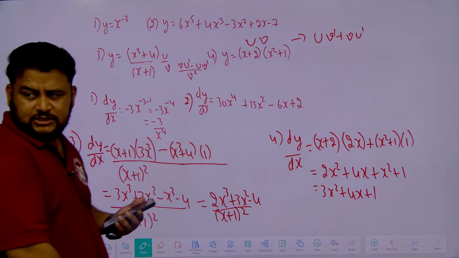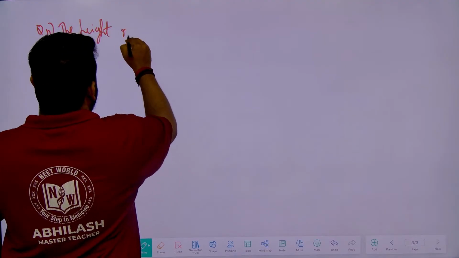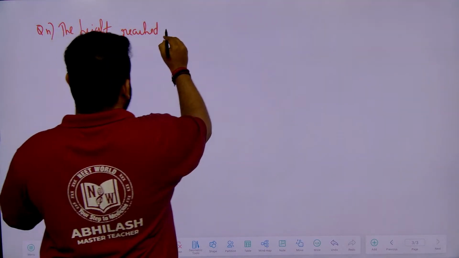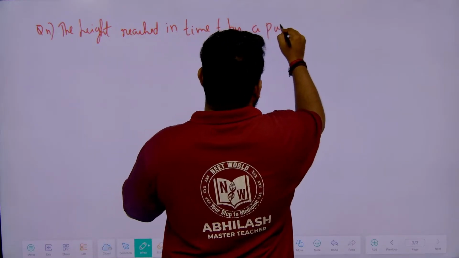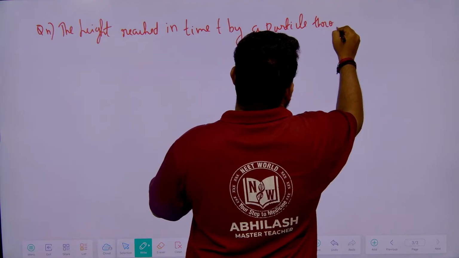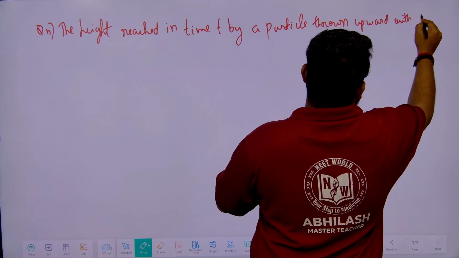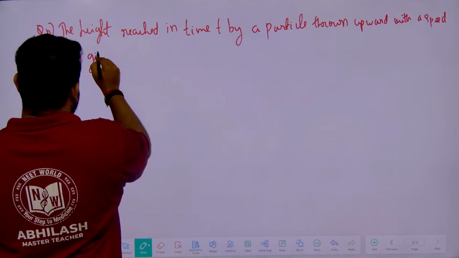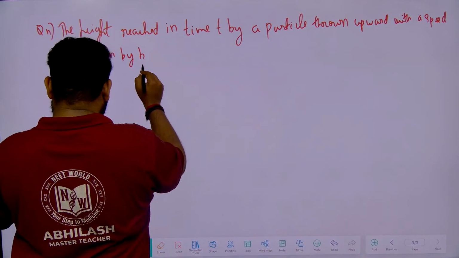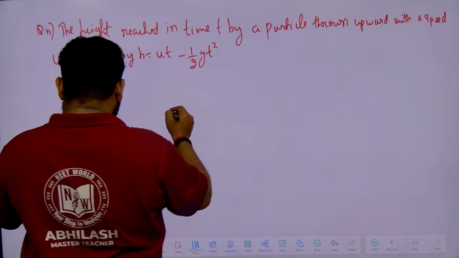Got it? Next one. They are telling the height reached in time t by a particle thrown upward with a speed u is given by h is equal to ut minus half gt square. Find the time in reaching maximum height.